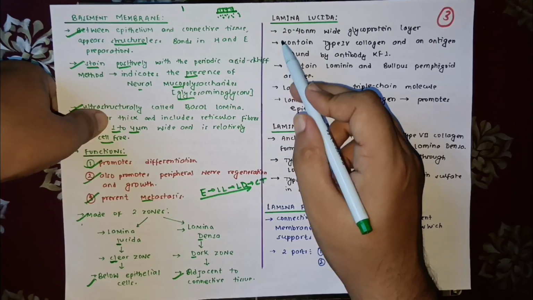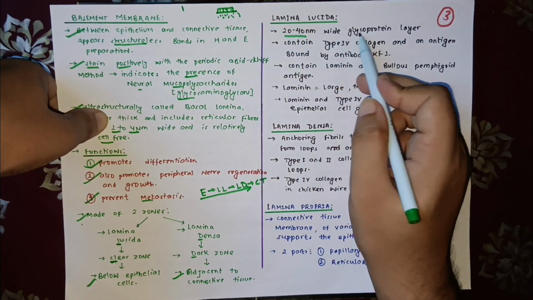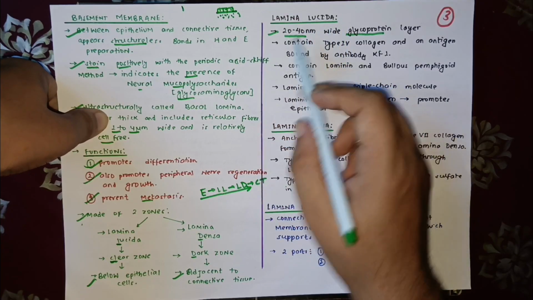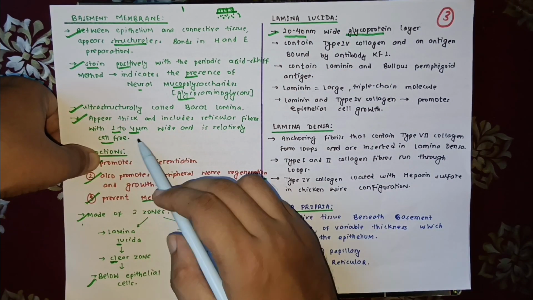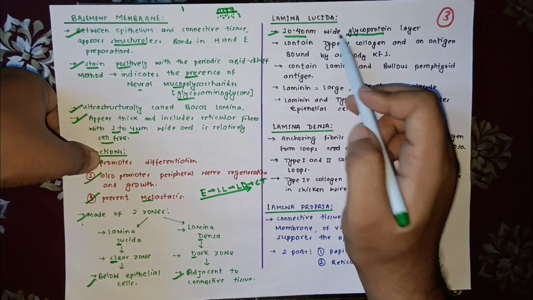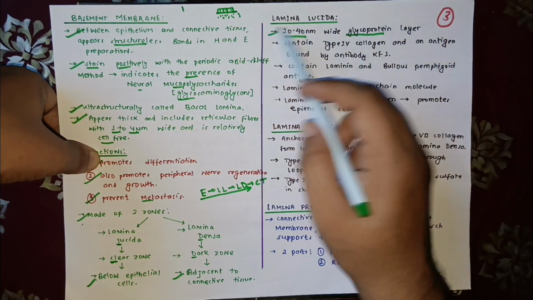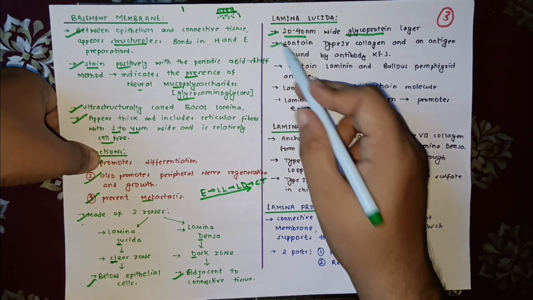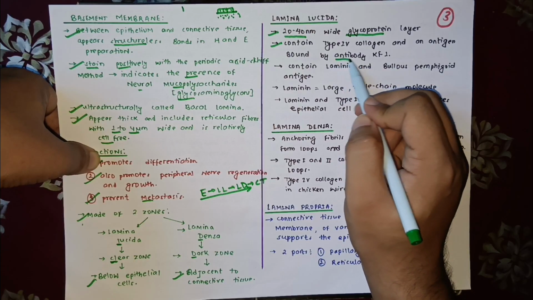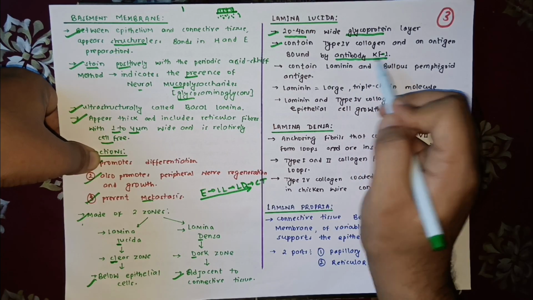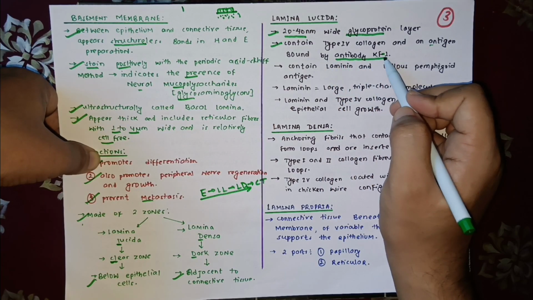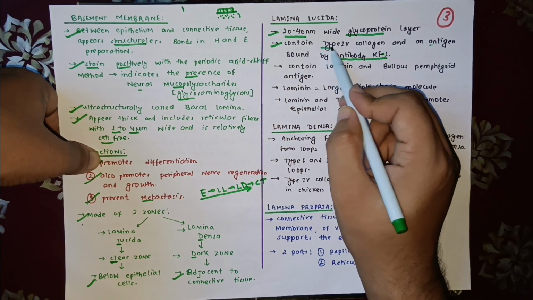So lamina lucida is 20 to 40 nanometer wide and is a glycoprotein layer. The thickness of the basement membrane is 1 to 4 micrometer, and this layer is 20 to 40 nanometer wide. The glycoprotein layer is present in this lamina lucida, and it contains type 4 collagen and an antigen bound by the antibody KF1. So that is the KF1 antibody, and type 4 collagen is present here.